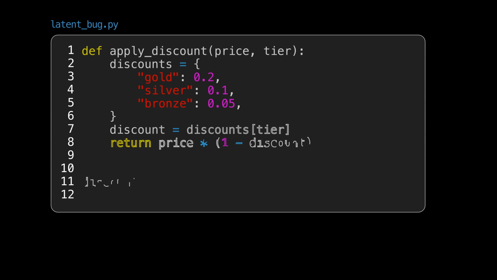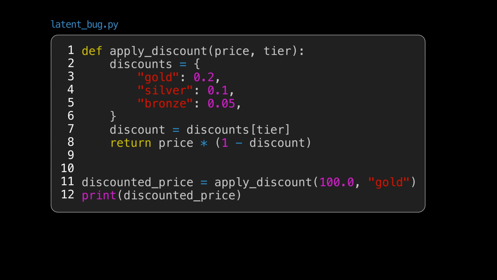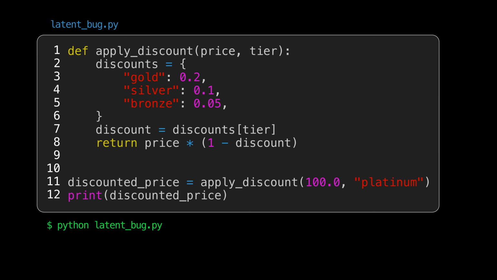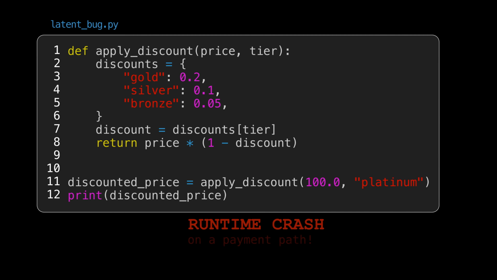Here's an example where static typing makes a real difference. Suppose we have 3 membership tiers, gold, silver, and bronze, and a function that applies a discount based on a user's membership tier. If you test this code, it works as expected. Suppose a new platinum tier is added. We get a runtime crash on a payment path.